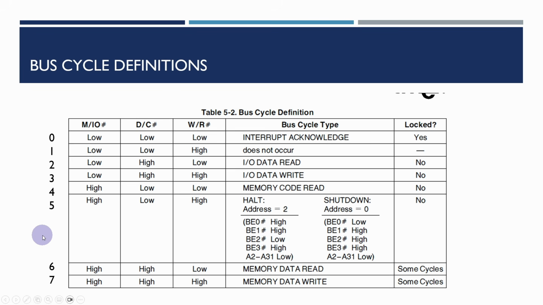Now when we look at the logic analyzer, there are a couple of signals: the memory I/O signal, the data control and the write or read signal. These 3 control signals are actually decoded in the datasheet here. So this is a bus cycle definition. You can see that the values from 0 to 7 are defined here, things like interrupt acknowledge, reading memory code. So this is reading code from memory versus reading data from memory. When we have a look at the logic analyzer, this is where some of these numbers have come from.